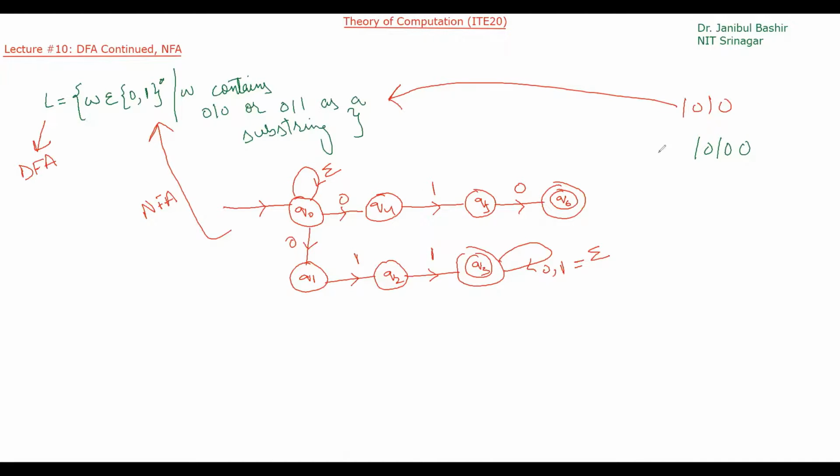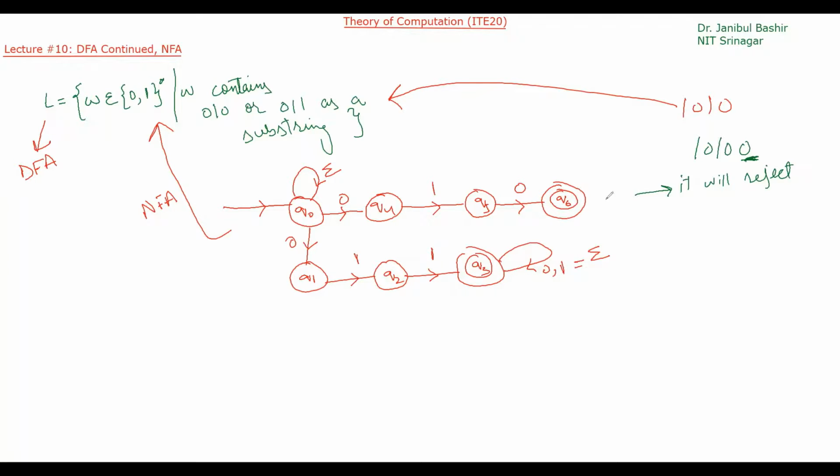First 1 comes, which means it will remain in Q0. Then 0 comes, let's say we guess it went to Q4. Now another 1 comes, from Q4 to Q5. Another 0 comes, from Q5 to Q6. Another 0 comes, and in Q6 we have no transition on 0. No transition on 0, what does that mean? It means it will reject this string. When we have no transition on a symbol, we are in a dead state.